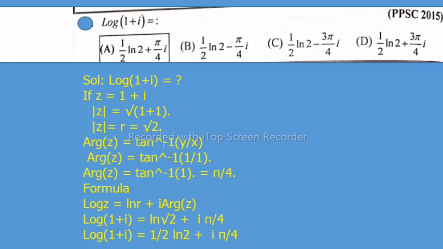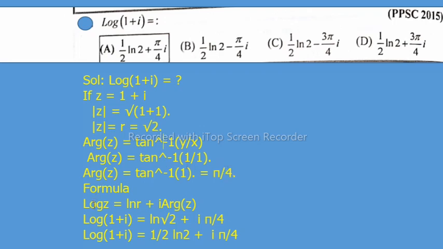Argument of z is equal to tan inverse y divided by x. So value of y is equal to 1 and value of x is equal to 1. So tan inverse 1 is equal to 1 divided by 1, which is equal to 1. Tan inverse 1 gives value equal to pi over 4.